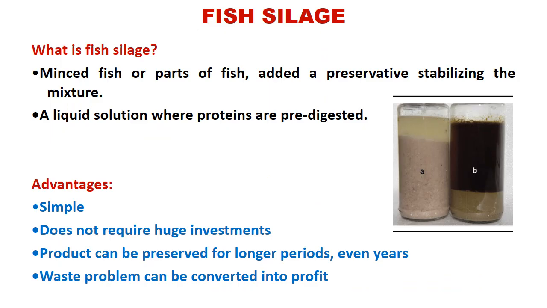Now we will talk about another important product from fish waste or fish processing byproducts, that is the fish silage. First let us understand what is fish silage. It is a product prepared from minced fish or other fish parts, which is added with a preservative and stabilizing the mixture, and this is basically a liquid solution where proteins are pre-digested. So it's a process where fish material is pre-digested and preserved almost like a liquid.